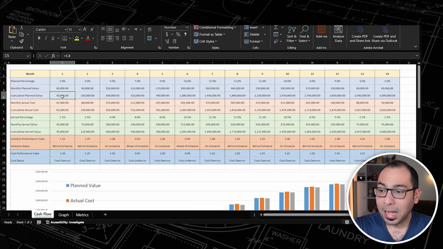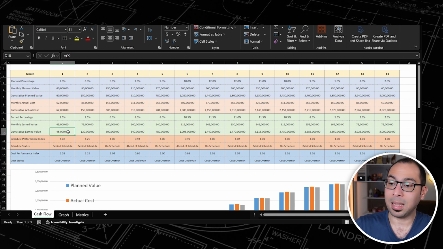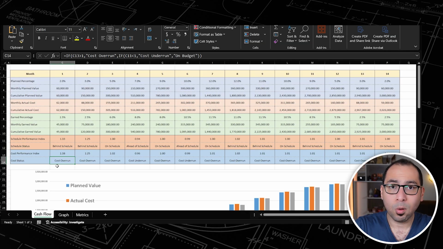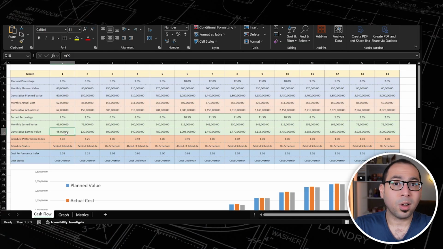And actually my plan was to earn 60,000. So I earned only 45,000, or I completed works that are worth only 45,000, and the cumulative cost for that was 62,000. That means that I am having a cost overrun. I am above my budget right now. I executed only 45 and I spent 62. So that means that I am above budget, and here I am also behind schedule, as we discussed for the Schedule Performance Index.